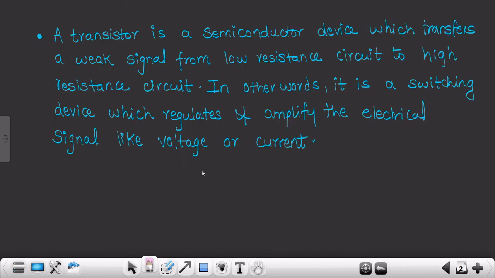Okay, so I hope you got a crystal clear idea of what a transistor is, okay? And in upcoming videos we will see this device in great depth, or basically we are going to learn about this device in great depth, okay?